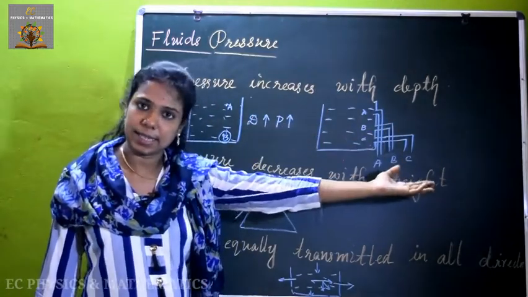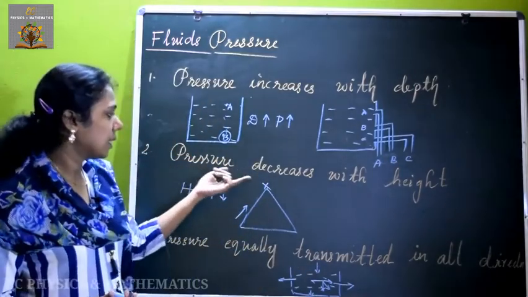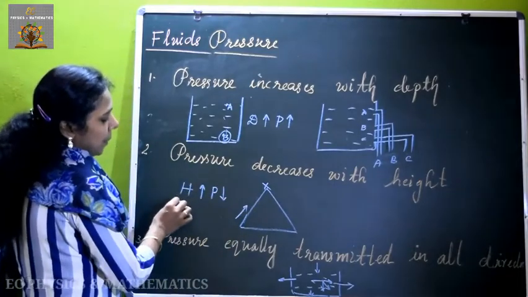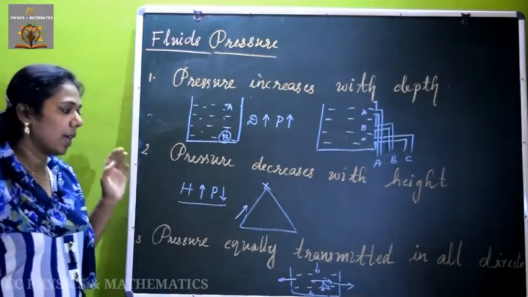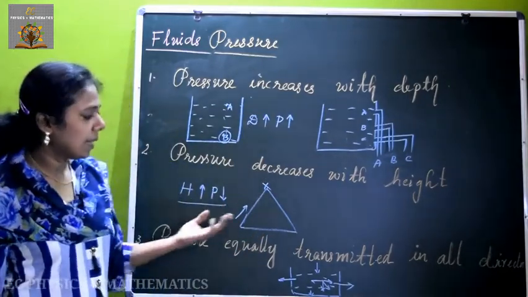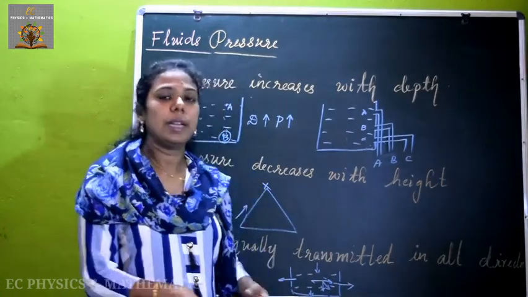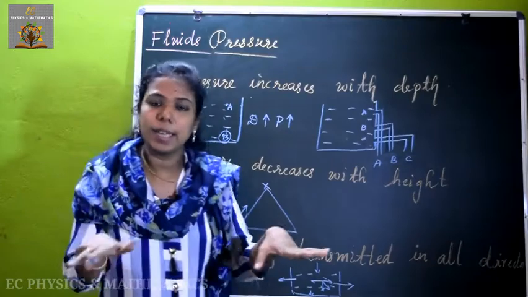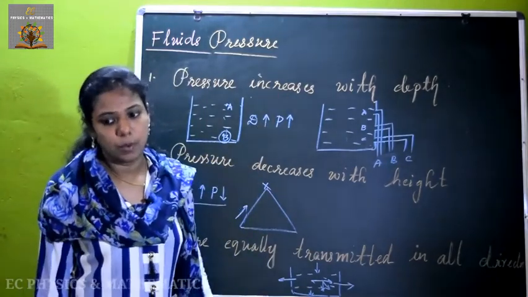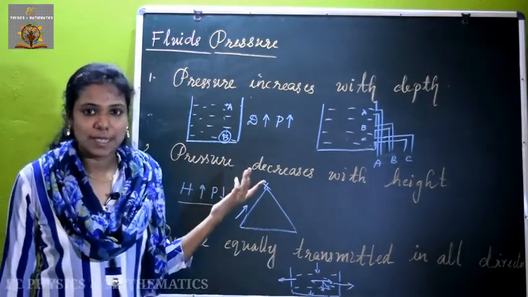If depth increases, pressure increases. Second one, pressure decreases with height. If height increases, pressure will decrease. Third one, pressure equally transmitted in all directions. If we are applying pressure on a fluid, that pressure will transmit equally in all directions. Understood? These are the 3 properties of fluid pressure.